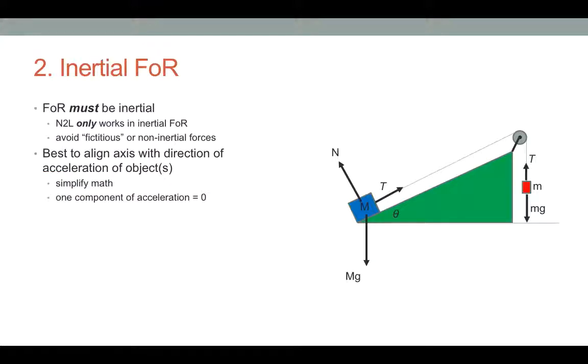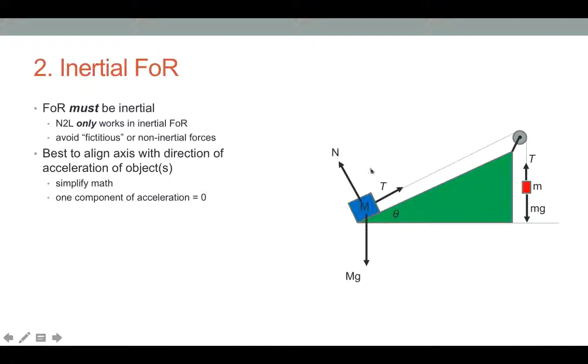The next thing we want to do is pick an inertial frame of reference to describe the motion of the objects. Now, as I have noted in the past, we don't need to have the same frame of reference for both objects. And it is always best to align the frames of reference relative to the direction the objects are going. The blue block right here will be moving up the ramp at an angle of theta. The red block will be falling vertically down.